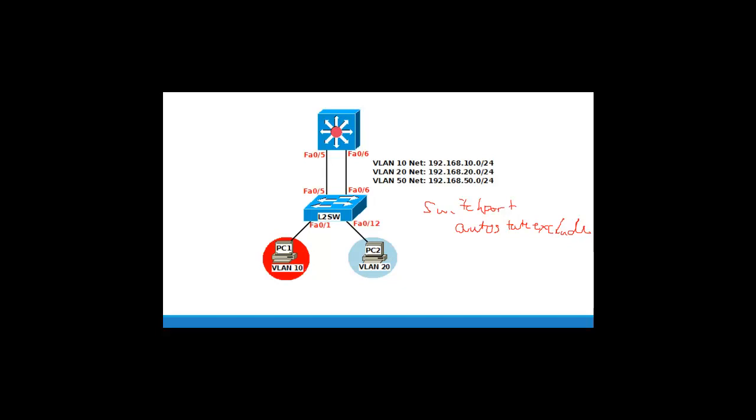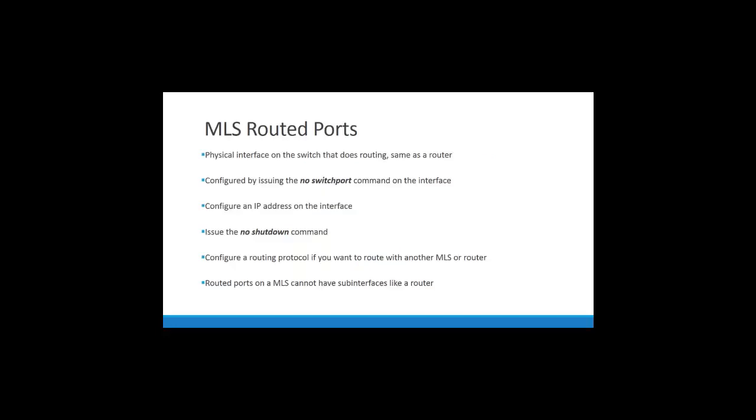All right, so we're going to go one step further now, and we're going to configure a routed port. We'll first look at some of the rules of a routed port. A routed port is simply this. It's a physical interface on the switch that does routing, same as a router. I'm not configuring software. I'm just telling that interface that it'll be a multi-layer or a layer 3 interface, and it can do routing.